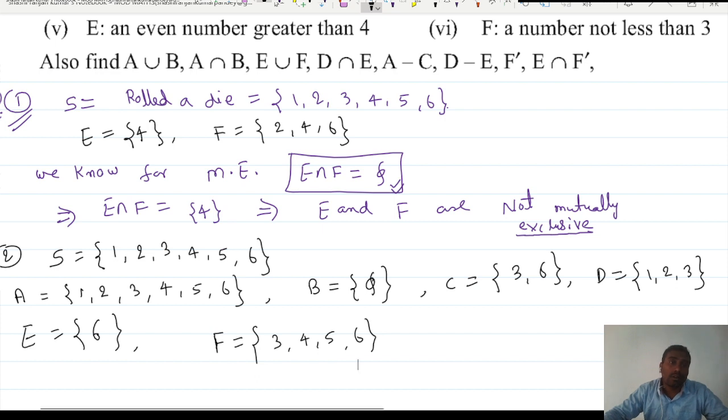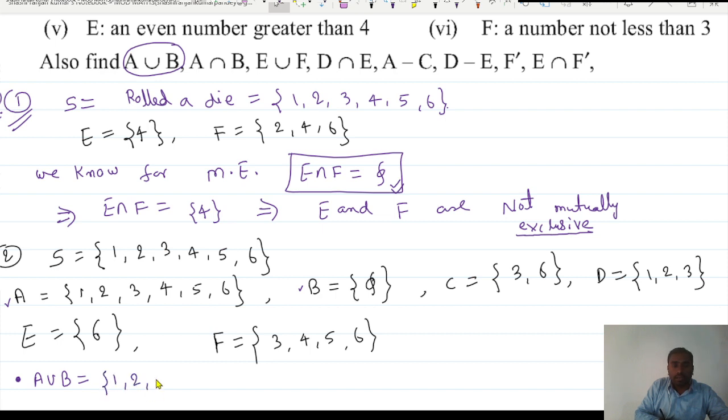Now the question asks to also find A union B, A intersection B, and all these things. Let us do them one by one. First we have to find A union B. This is your A and this is your B. So A union B will simply be 1, 2, 3, 4, 5, 6, and you can clearly see we are getting S.